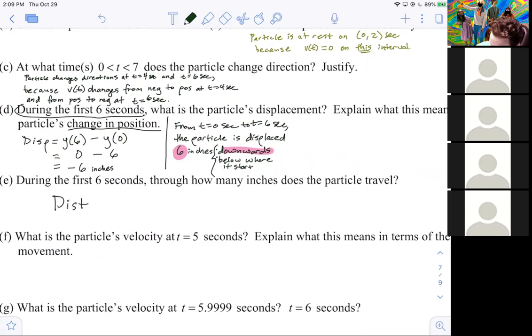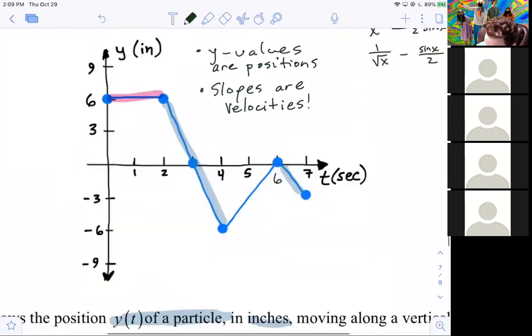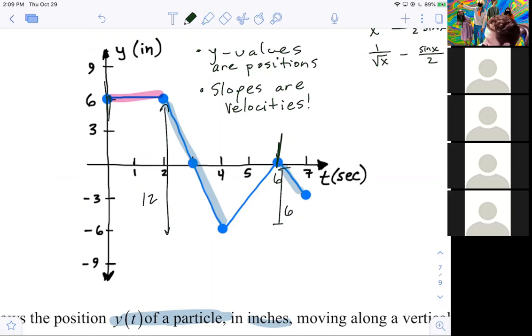So the distance, I'm just going to label it as distance, is equal to, so it's during the first 6 seconds. So we're still looking on this interval. So pretty easy to figure this out again, because it's moving vertically. From 2 to 4, it goes down how far? From 6 to -6, that's 12. And then from 4 to 6, it goes up from -6 to 0, which is 6 units, right?